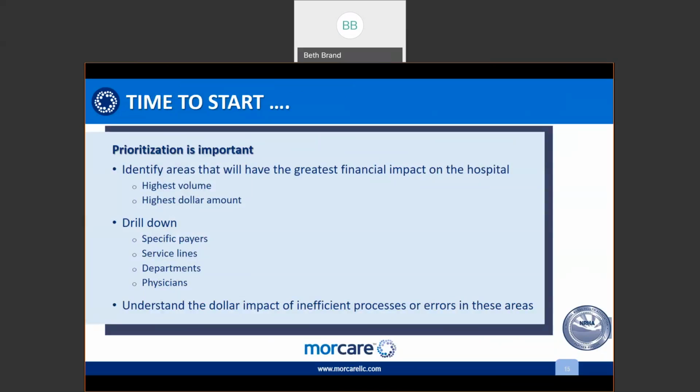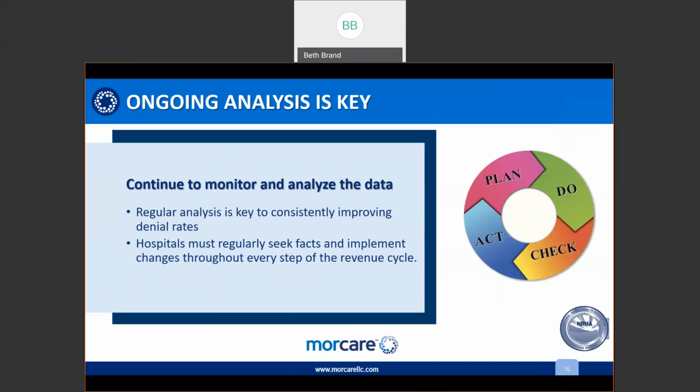Are there specific payers involved? Are you seeing a consistent trend? Are there particular service lines or departments? Are there particular physicians involved? Understand the dollar impact of inefficient processes or errors in each of these areas. And then this should be a constant process, just as with all performance improvement processes. We're all very familiar in healthcare with performance improvement. And as we all know, a data-driven process includes a discipline to measure and monitor, make changes and adjustments to the process, and then measure and monitor some more.